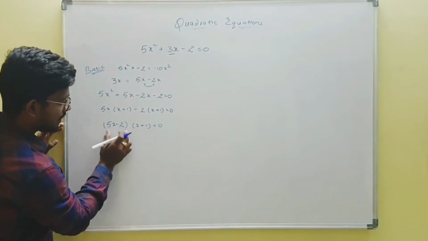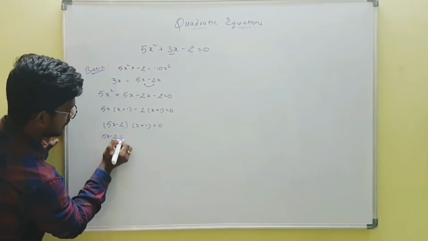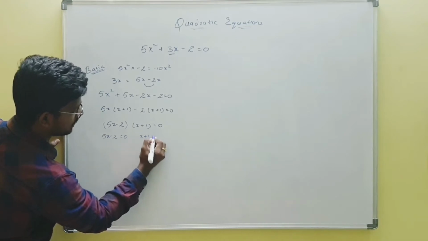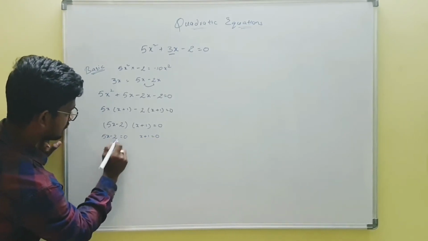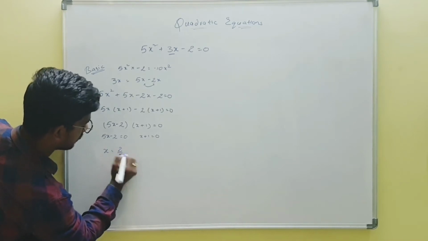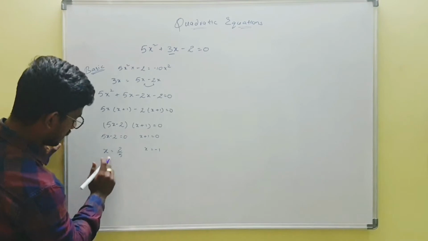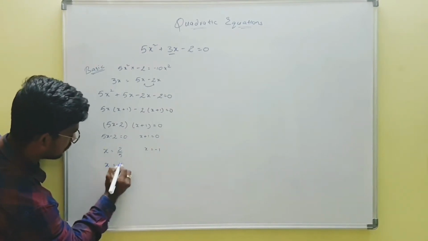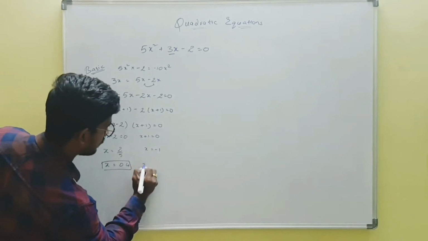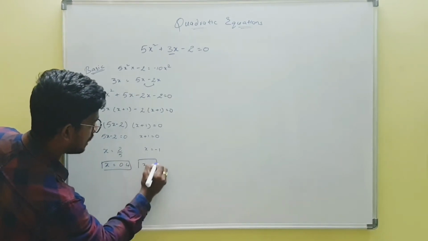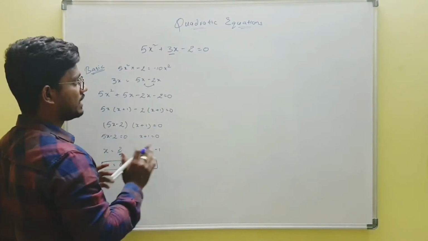So by equating each term to 0, I get 5x minus 2 is equal to 0 and x plus 1 is equal to 0. To obtain the roots for x, I get x is equal to 2 by 5 here and x is equal to minus 1 in this. So x is equal to 2 by 5, which is x equal to 0.4, and x is equal to minus 1. These are the two roots of this equation 5x square plus 3x minus 2 is equal to 0.